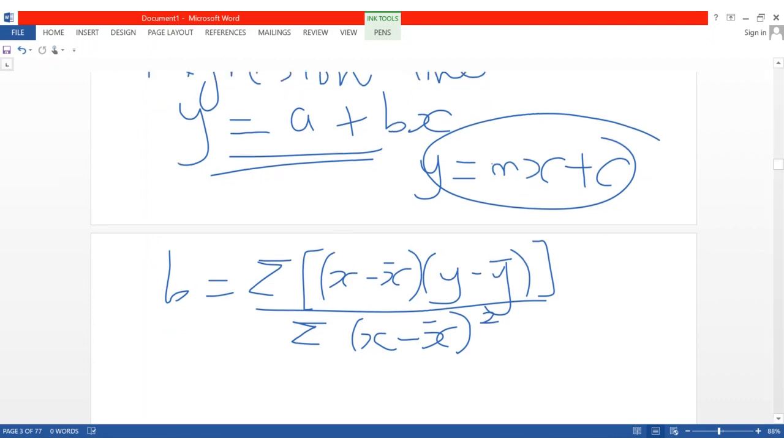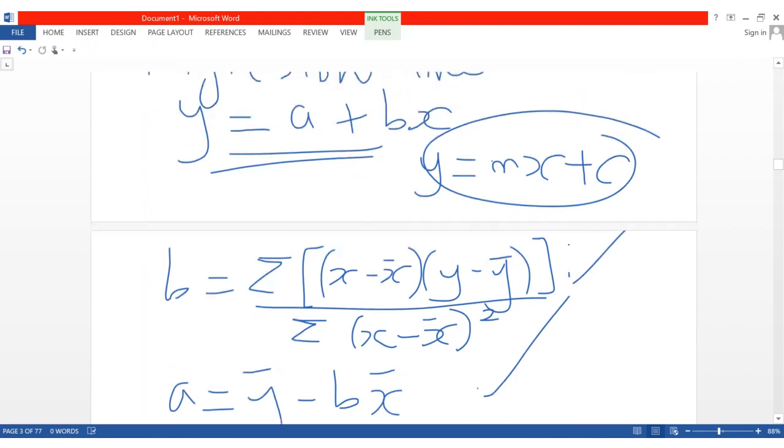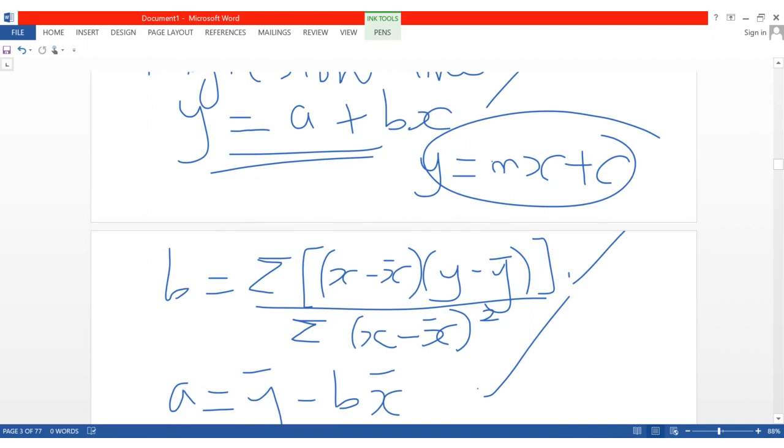But to get the value of a, a will be given by the mean of y minus b times the mean of x. So after getting the value of b, we shall use it to get the value of a. So these are the two that you need to remember, how to get the value of b and a, and then the regression line. After getting the value of a and b, you just substitute back there. The b is the one that is a bit complicated, but the a is a bit easy for you to do.